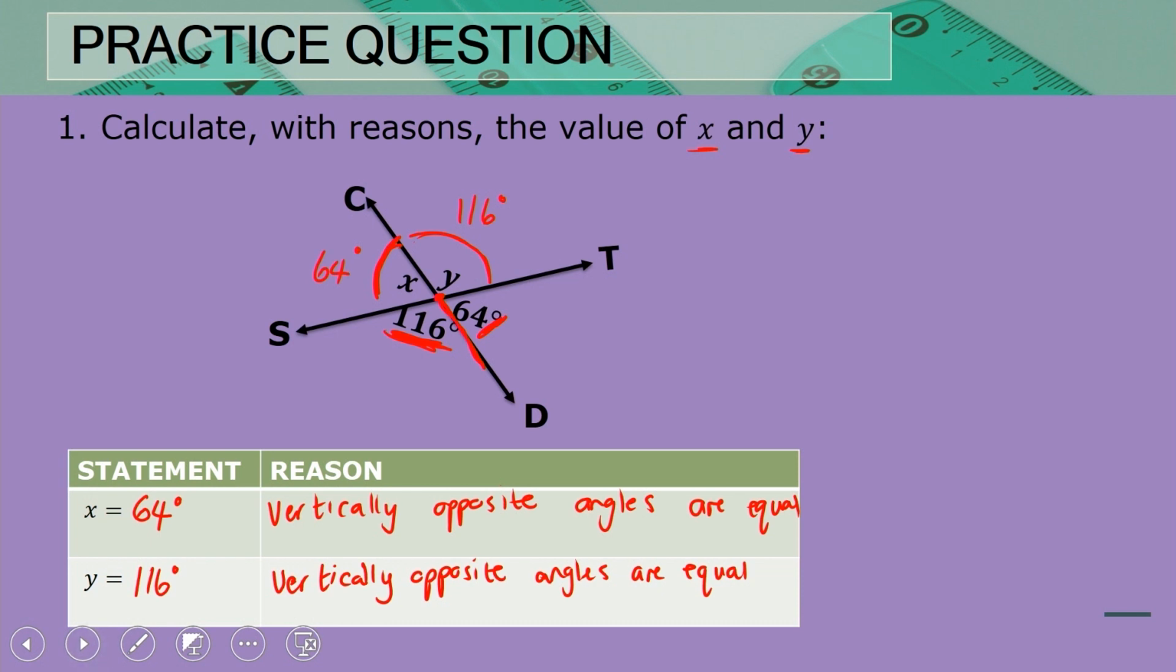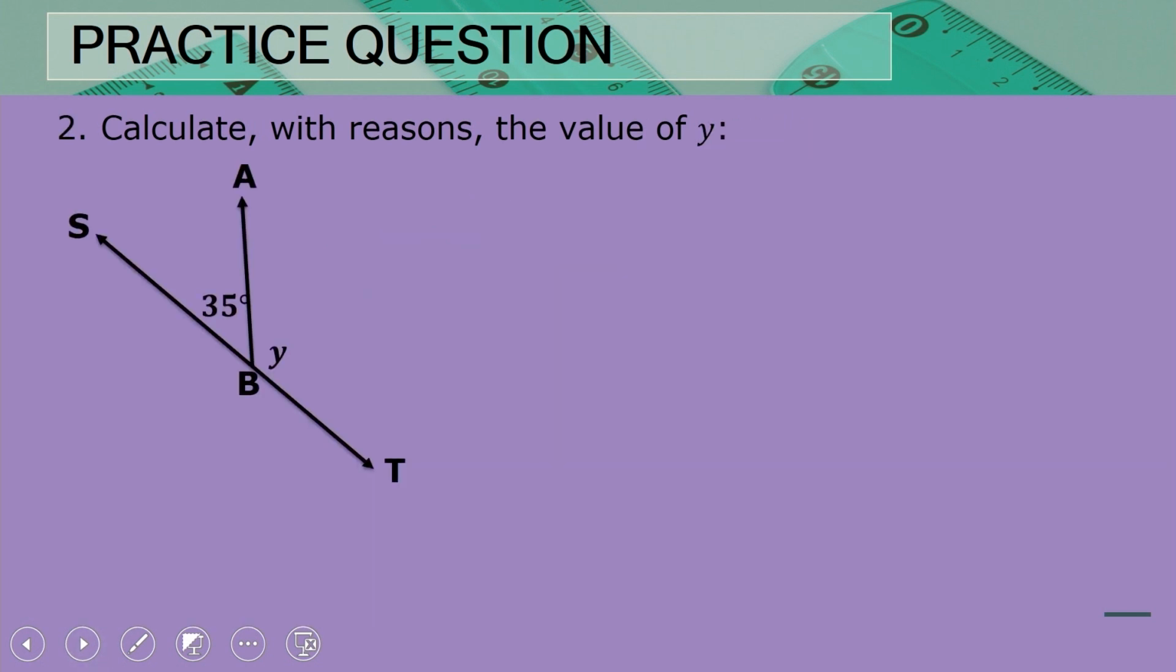Let's look at our next question. So here we have a straight line that we've been given, and we are told to calculate with reasons the value of y. Now remember what we said about those angles on a straight line? They share a vertex and they both lie on that straight line. We can see that they are adjacent to each other because they also share an arm. So what do we know about these two angles?